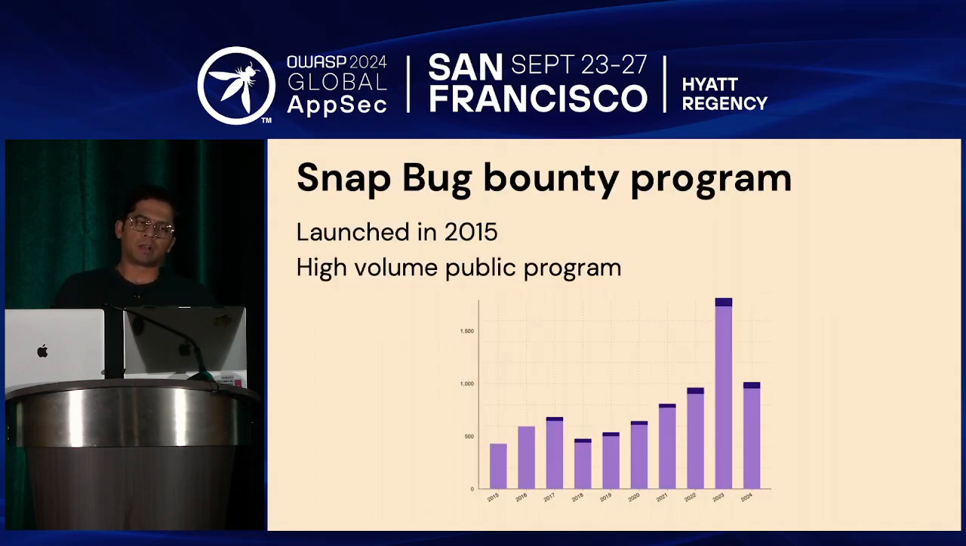A quick introduction on our program. We launched in 2015. We are quite a high volume program, and that's because anyone can download Snapchat and start hacking or finding bugs and submit them. Because of this, we sometimes get close to 1,000 issues in a year. And the way we scale it is sometimes we use internal and external resources to do the triage. And we eliminate a large number of false positives so that our internal team can then do a deep dive and root cause analysis on the actual findings.